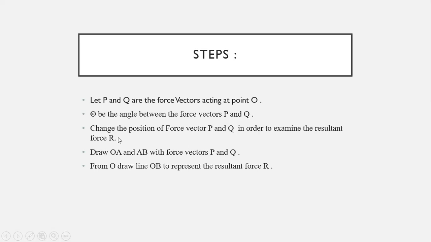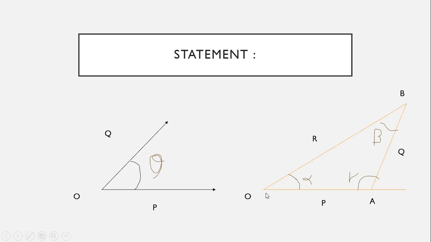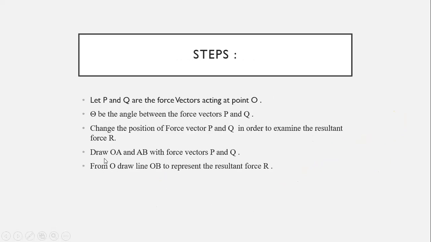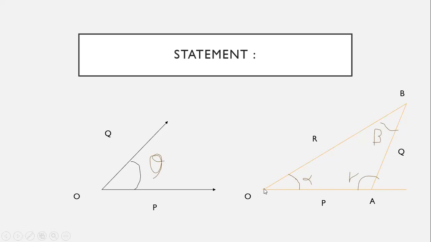Now change the position of the force vectors P and Q in order to examine the resultant force R. From this diagram, you change the position of the force vectors by constructing lines OA and AB along with the force vectors P and Q. Now draw OA and AB with force vectors P and Q. From O, draw a line OB to represent the resultant force. This is said to be the resultant force.